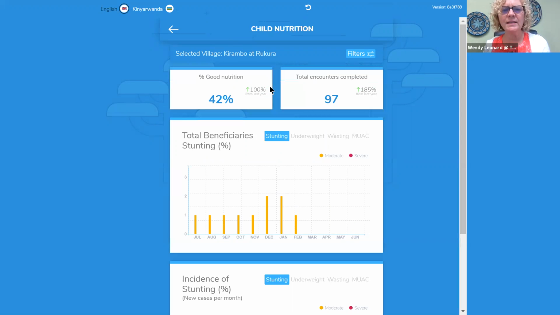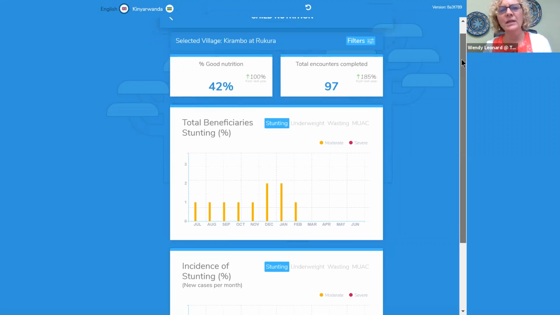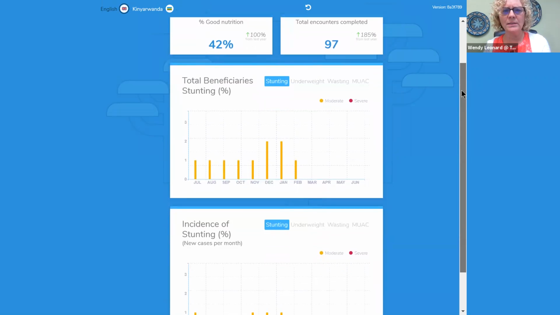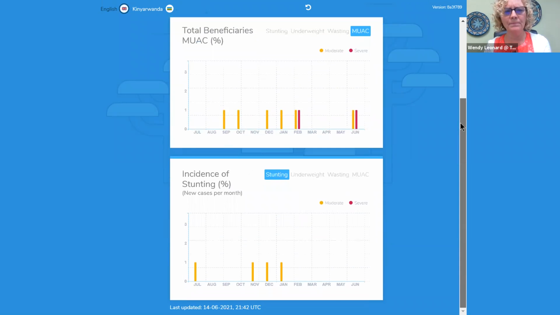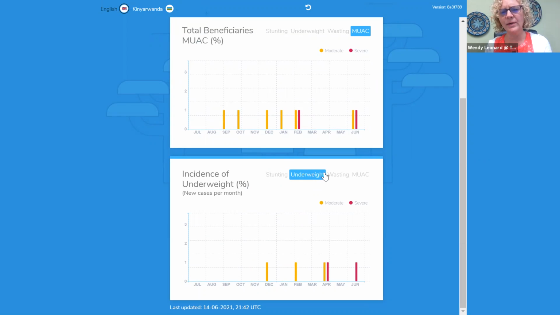We can see the number of children who have good nutrition in her village, the number of children she's evaluated in the past several months. And we can see the percentage of children in her village with stunting, underweight, wasting, or acute malnutrition based on MUAC. And also the newly diagnosed cases of stunting, underweight, wasting, and MUAC.